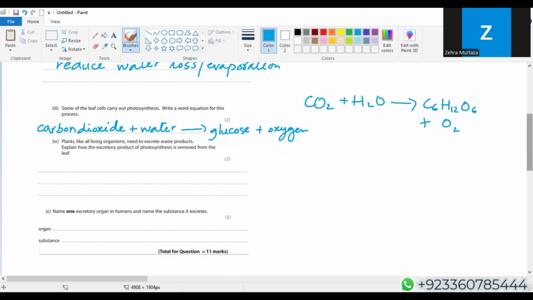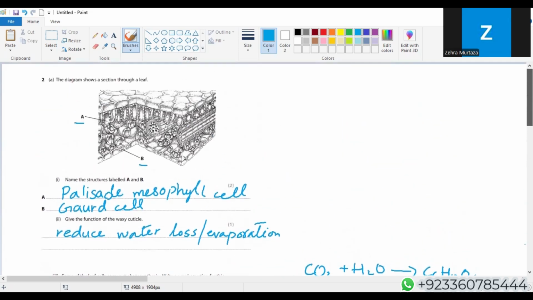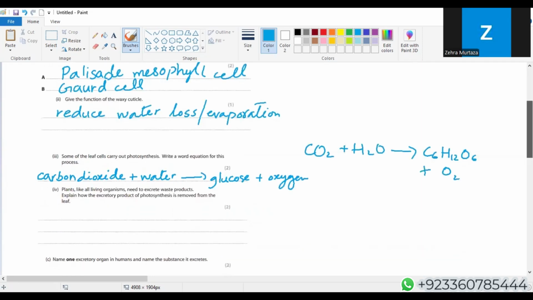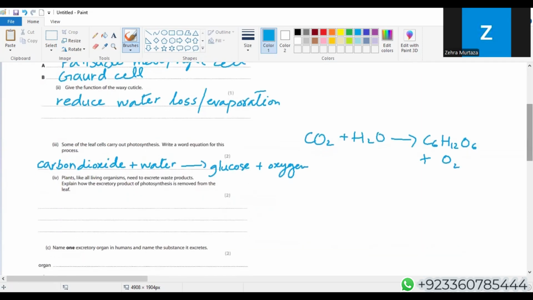So the next question we have is, plants, like all living organisms, need to excrete waste products. Explain how the excretory product of photosynthesis is removed from the leaf. Now, very easy. Can you see this picture? This is the structure of a leaf. And I already told you we have certain openings here in the leaf, right? The stomatal openings. They are called the stomatal openings. Obviously, stomatal openings are responsible for what is coming inside and going outside the leaf.